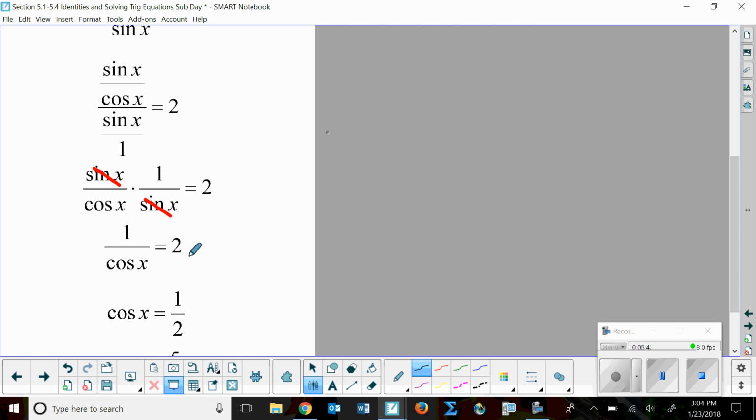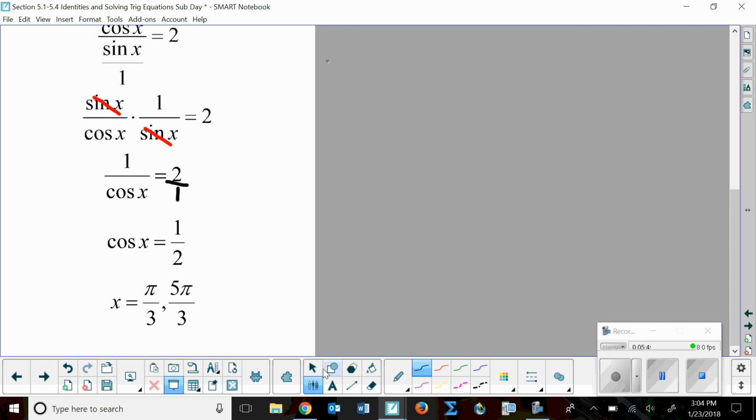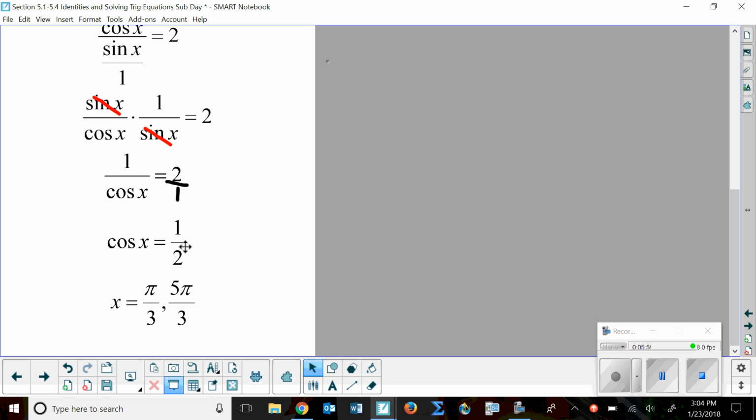or you can even think of that as 2 over 1. I recognize that as a proportion, and I know that with proportions, you can flip both sides of the fraction to get cosine x equals 1/2. And you're solving that now. I know cosine's positive in quadrants 1 and 4, so the answer is pi over 3 and 5 pi over 3.